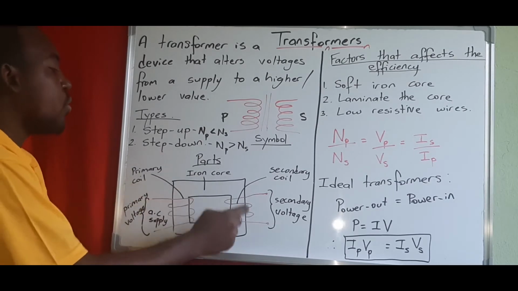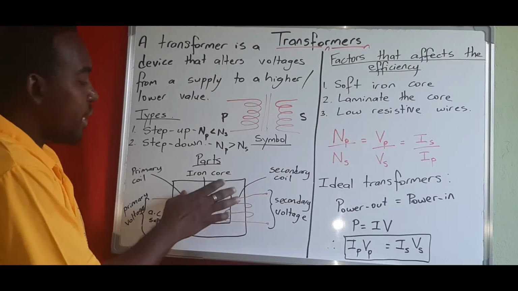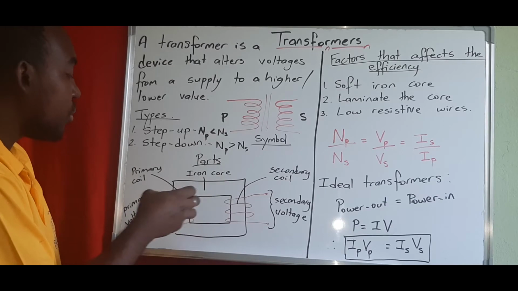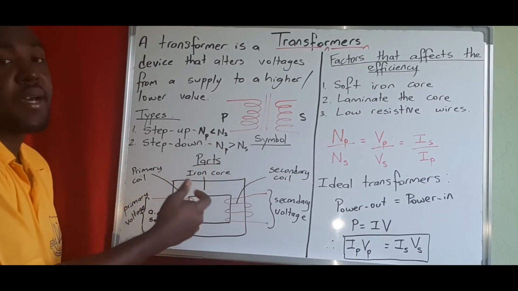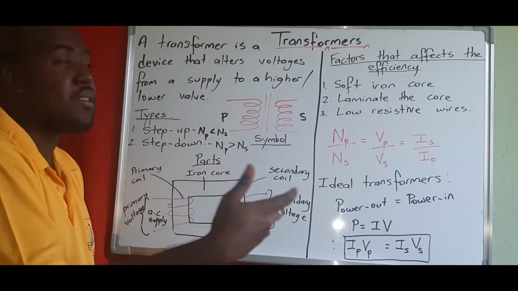So this makes our core become magnetized, right? So we need a metal that is easily magnetized, right? So that means we don't need a lot of current here in order to get the metal to be magnetized, right? So that's the purpose of the soft iron core, because it's easily magnetized.